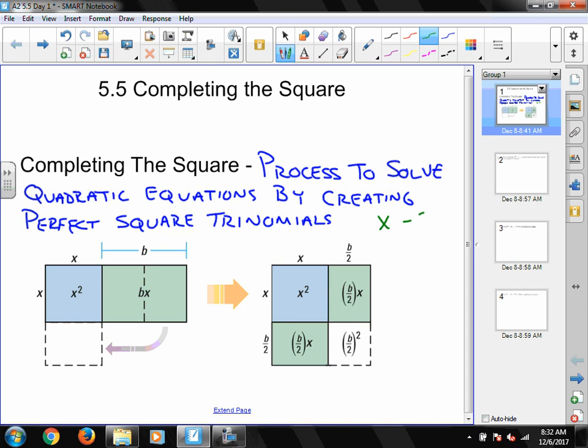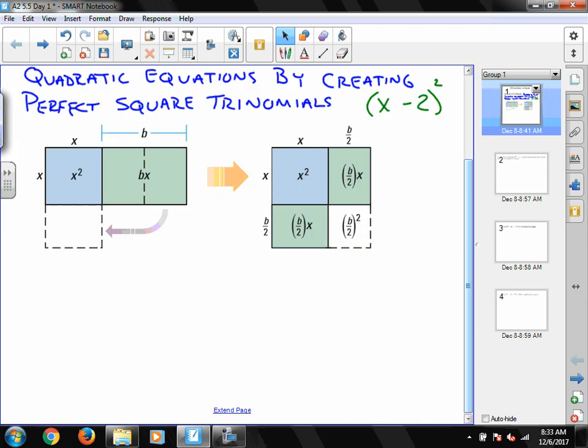I'm just going to say x minus 2 squared. If that were expanded out, that would be our perfect square trinomial. So it's going to give us the same term multiplied by itself when you factor that binomial. So this whole thing is based on the box method that we talked about earlier for multiplying, but instead it's going in reverse.